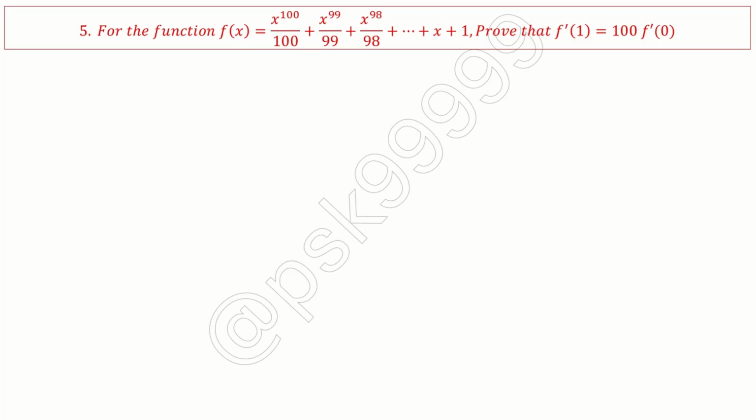For the function f of x equal to x to the power of 100 divided by 100 plus x to the power of 99 divided by 99 plus up to plus x plus 1, prove that f dash 1 equal to 100 times f dash 0. Yeah, for this we just need to find out first of all f dash x. Okay, then substitute values 1 and 0 and see what's the values.